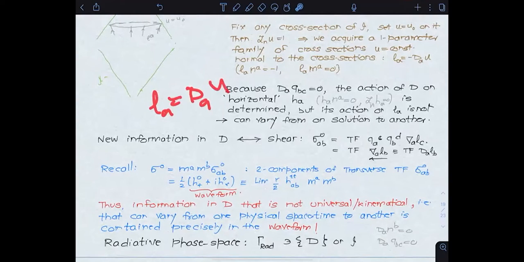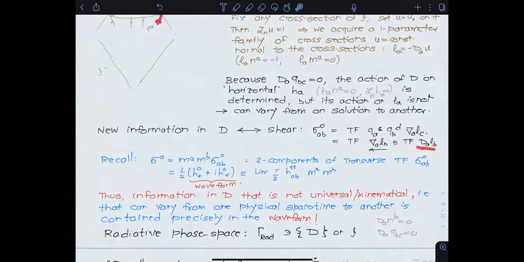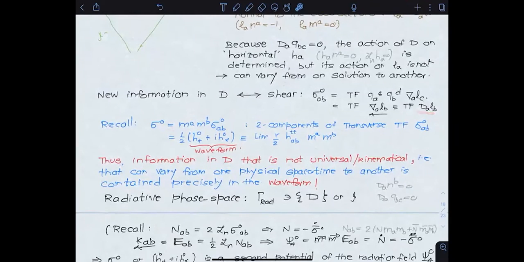As a covector, it is just equal to dA of U. As a vector, it looks like that, but as a covector, it is just dA of U. And now the statement is that the new information in D, which changes from one space-time to another, is encoded in a quantity called shear, which we have seen before.